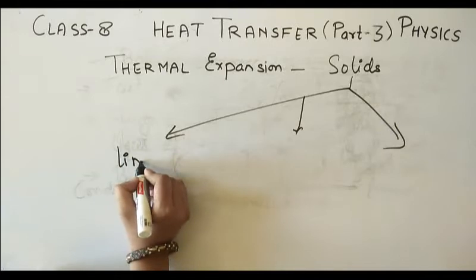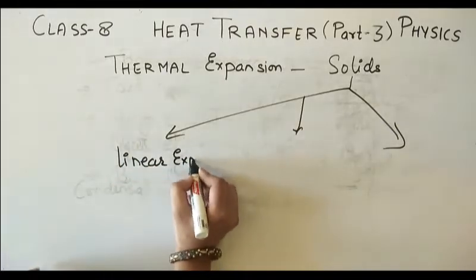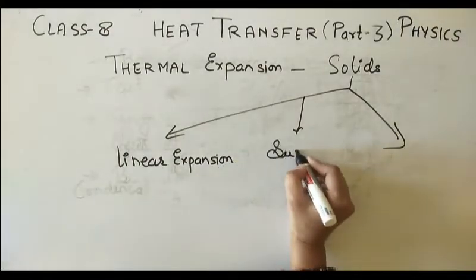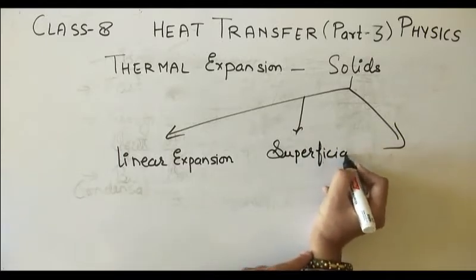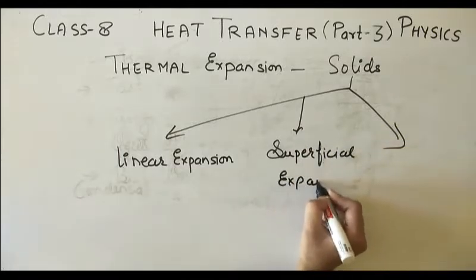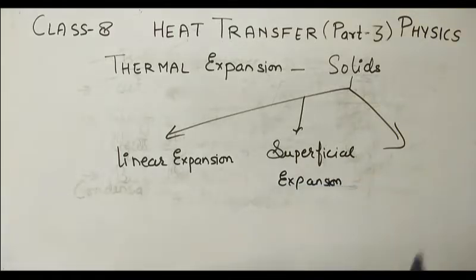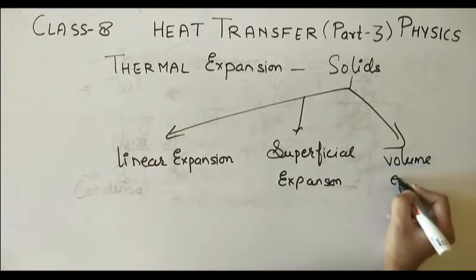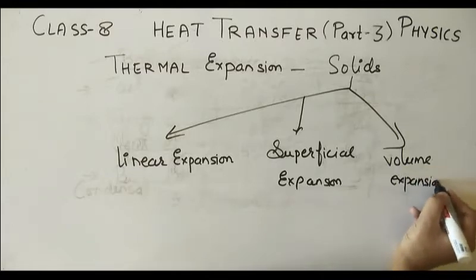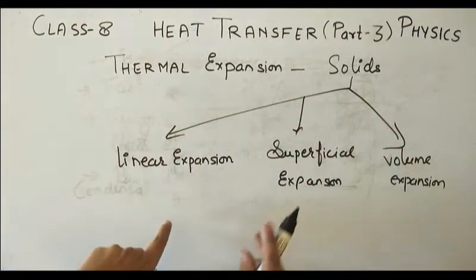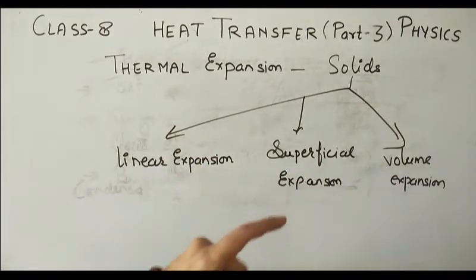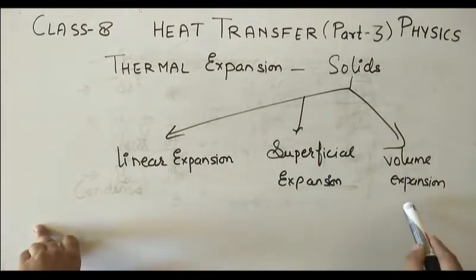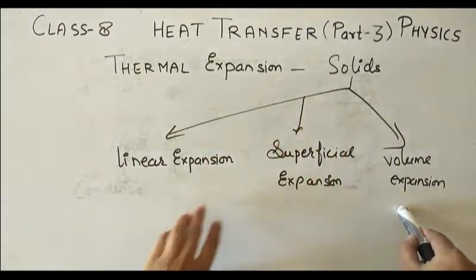First is linear expansion. Second one is superficial expansion. And the next one is cubical or volume expansion. That means these three types of expansion take place: linear expansion, superficial expansion, and volume expansion. Volume expansion is also known as cubical expansion. First, in short, I am going to tell you these three terms.